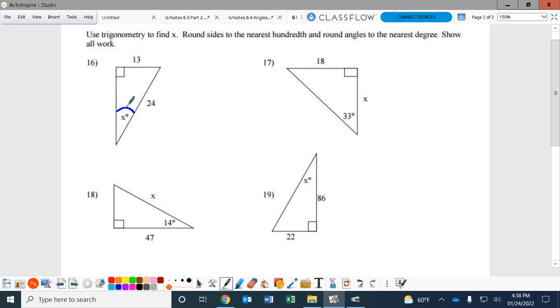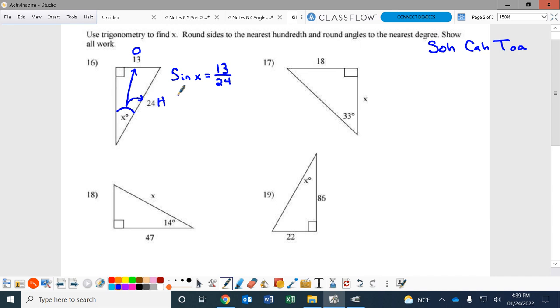This right here is using the side that is opposite and the side that is hypotenuse. If you're using opposite and hypotenuse, remember SOHCAHTOA. Opposite hypotenuse means it's going to be sine of x is equal to opposite 13 over the hypotenuse 24.